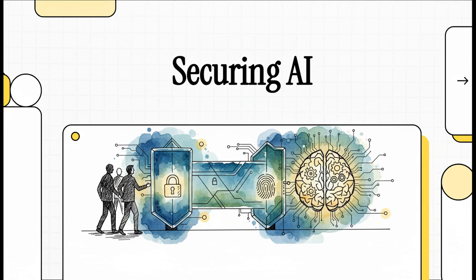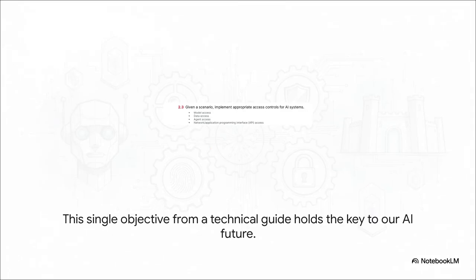Let's check it out. Okay, so this is it. Everything we're going to talk about today starts right here, with this one seemingly simple objective. It lays out 4 different layers of access control: model, data, agent, and API. Now, these aren't just buzzwords. Think of them as the 4 foundational pillars of AI security. And understanding them, it's not just a good idea. It is absolutely essential if we're going to build an AI future that we can actually trust. So, let's break them down one by one.